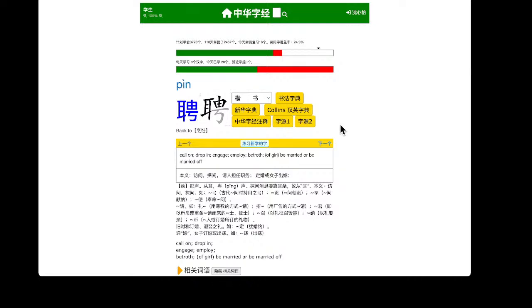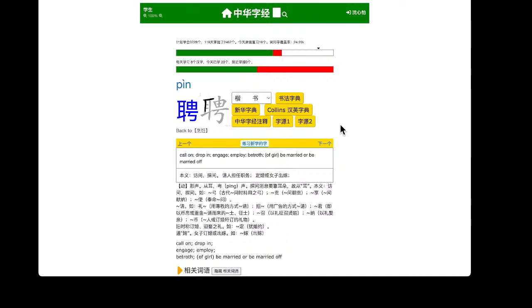Now currently, 聘 means engage or employ, like 聘请. 聘请 means invite. You request and invite somebody. 聘用 means hire. When a company hires employees, it is called 聘用.